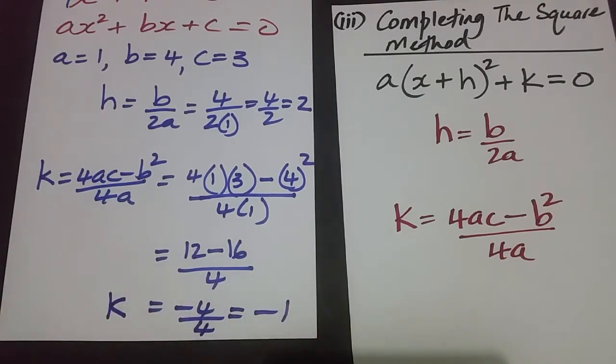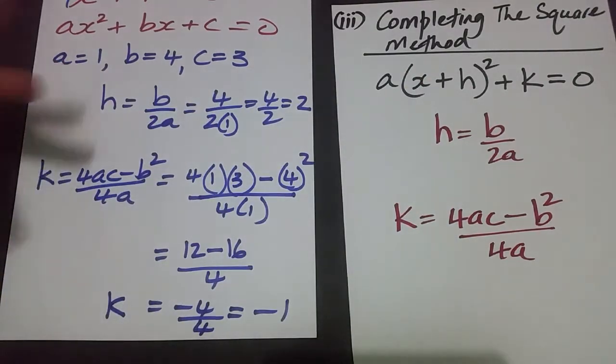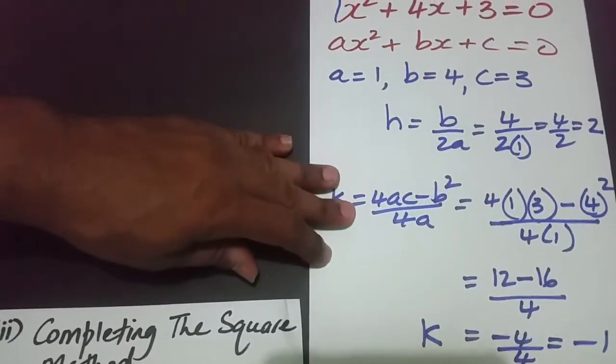So we're pretty much on the way to getting this done. We know what a is, we know what h is, and we know what k is. We just put it in the form and then go ahead and solve. So let me just put this over here so that we can proceed.